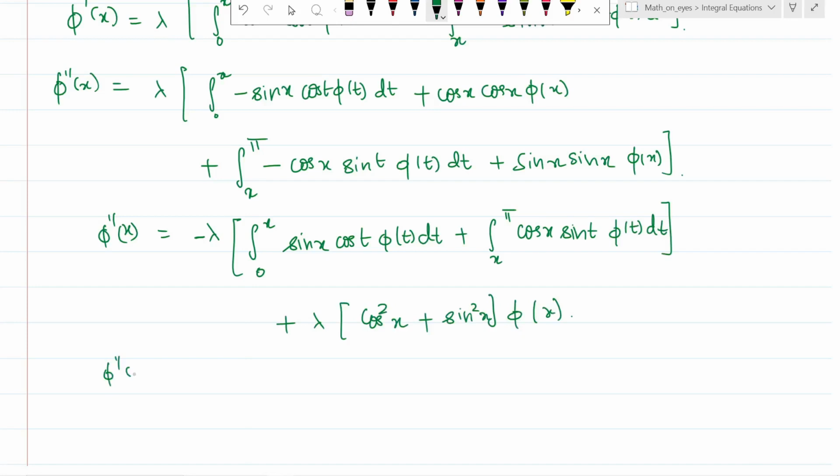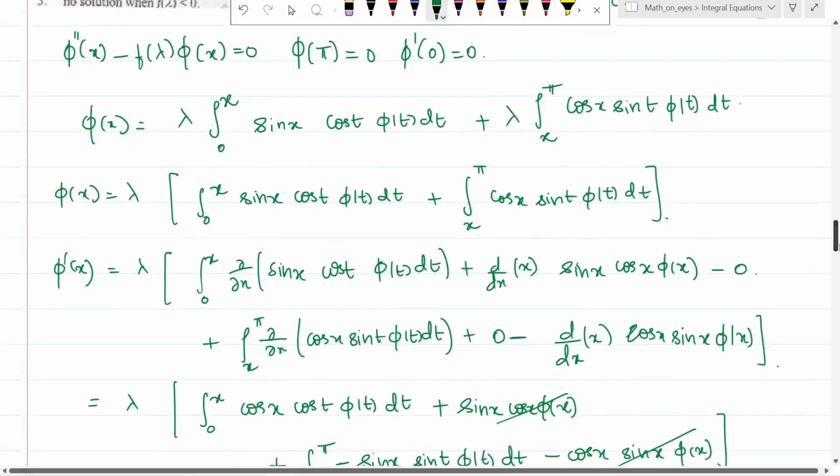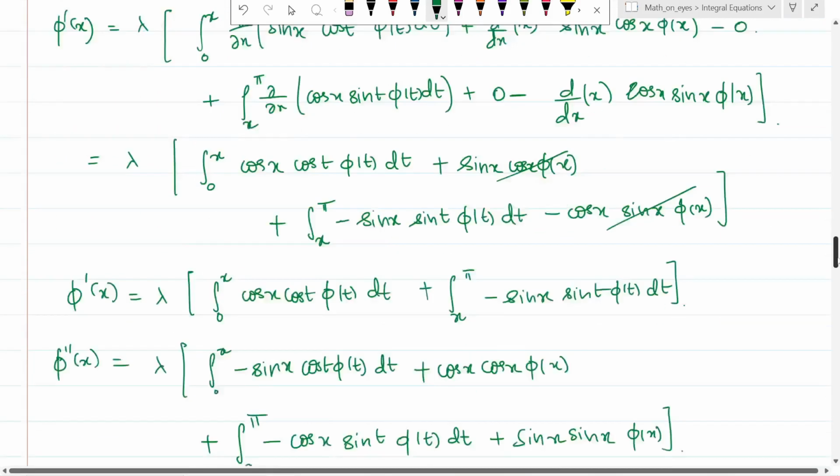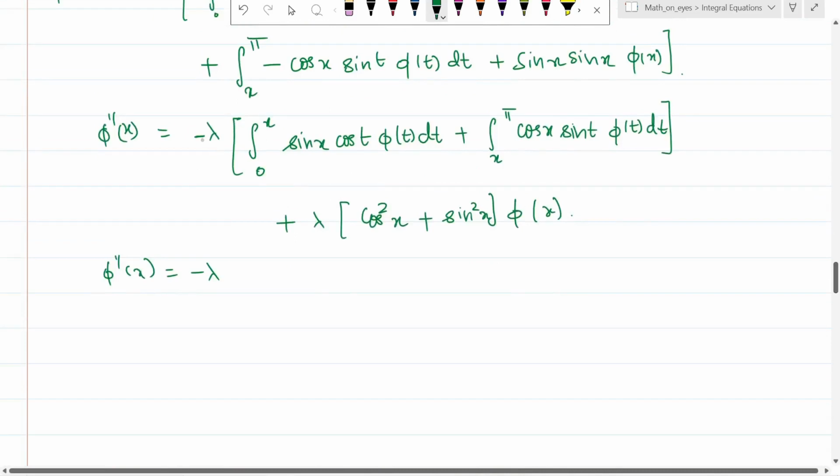So phi double dash of x is equal to minus lambda times, this is integral 0 to x sin x cos t phi of t dt, x to pi cos x sin t phi of t dt, which is exactly your phi of x. Integral 0 to x, this part, this will be your phi of x. So phi of x is equal to lambda times the whole thing, right? So this will be minus lambda times phi of x.